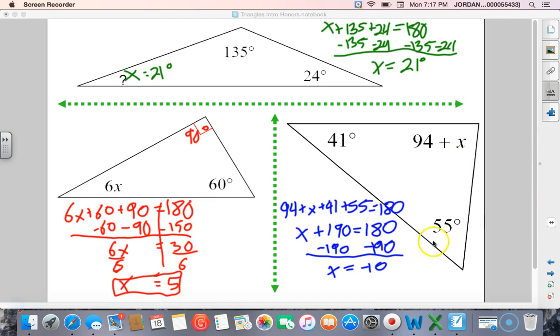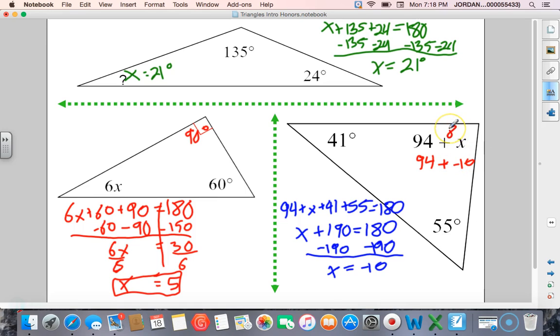No. So this is actually right. X can be negative as long as when you plug it back in, you still get a positive for the angle. The angle cannot be negative, but your x can actually be negative. So 94 plus negative 10 is 84. And if you want to double check now, you can add 84 to 41 to 55 and make sure they all add up to equal 180. Because once we subtract 10 from 94, it tells us our angle is 84 degrees. But x can be negative.